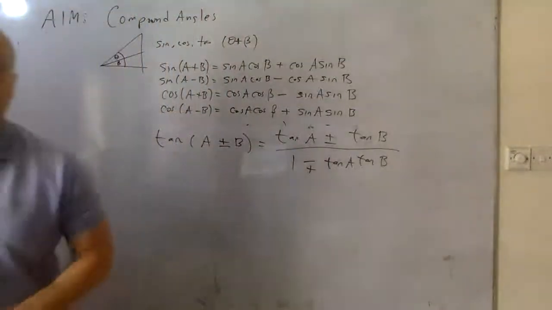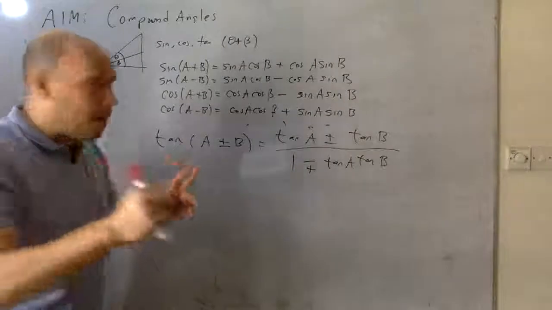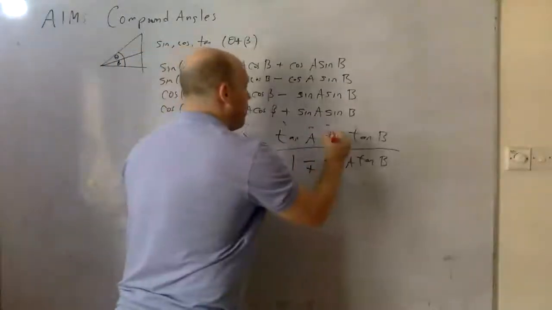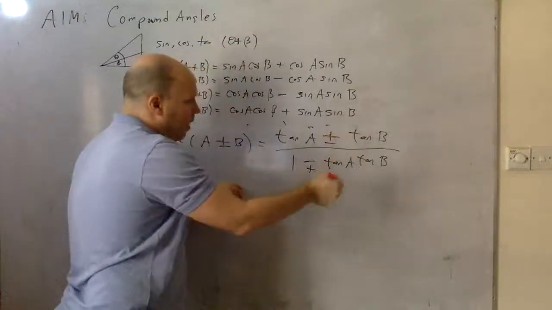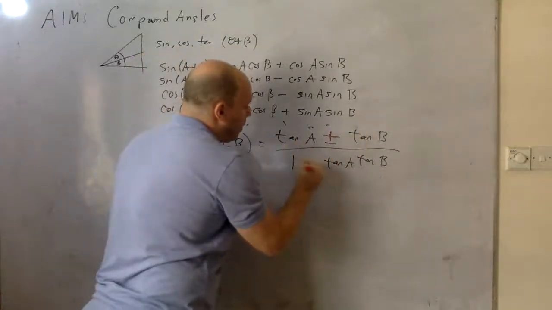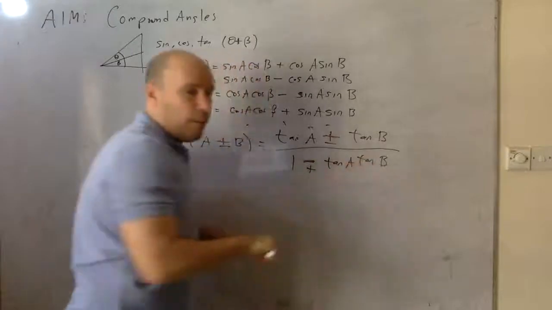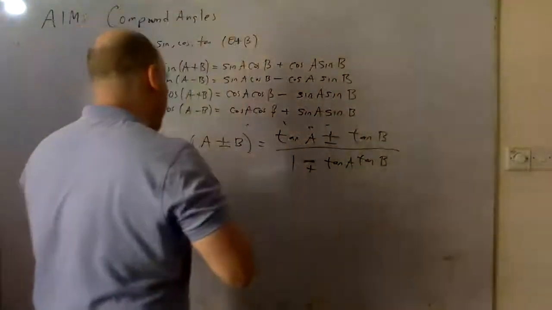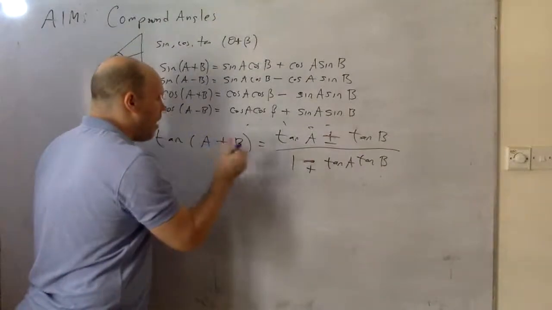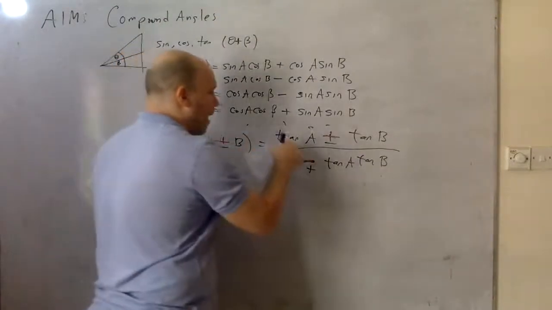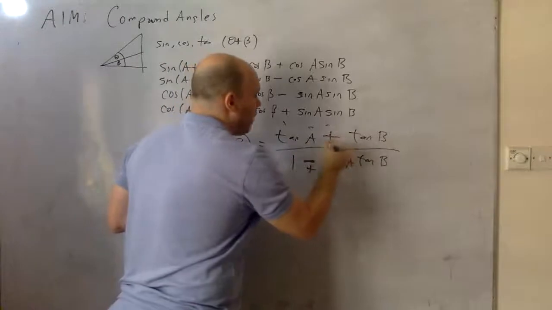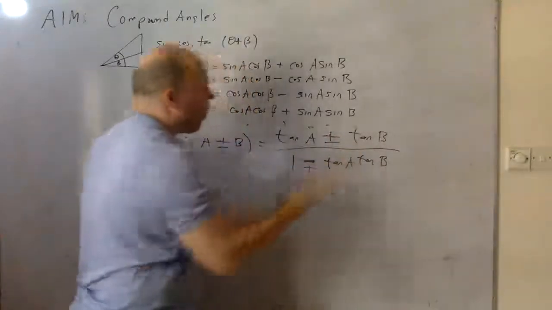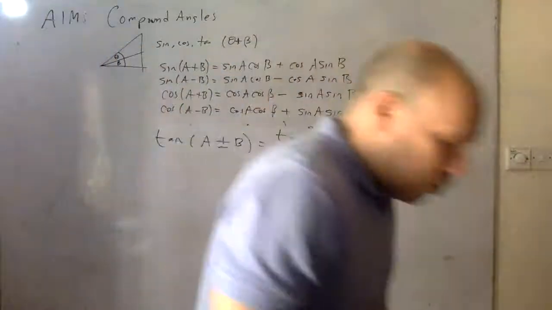The idea is, if it's tangent of A plus B, it's the tangent of A plus tangent of B over 1 minus the product. But if you're doing the difference, then A minus B is the tangent of A minus the tangent of B divided by 1 plus the product. Get used to seeing that.